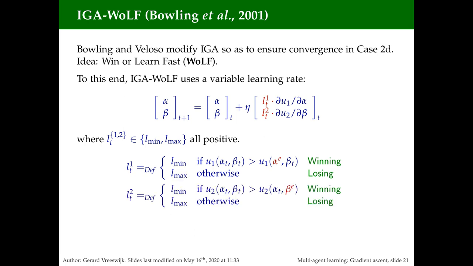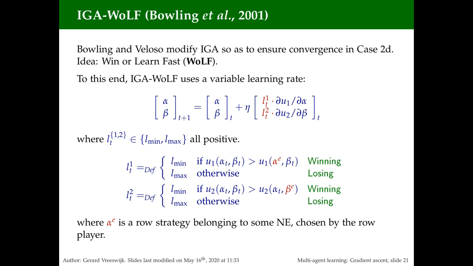Same for the opponent. So alpha E is a row strategy belonging to some Nash equilibrium chosen by the row player. Similarly for the column player. And these might be other Nash equilibria. So the Nash equilibrium chosen by the column player may be another Nash equilibrium. So the combination of those two mixed strategies may not be Nash.